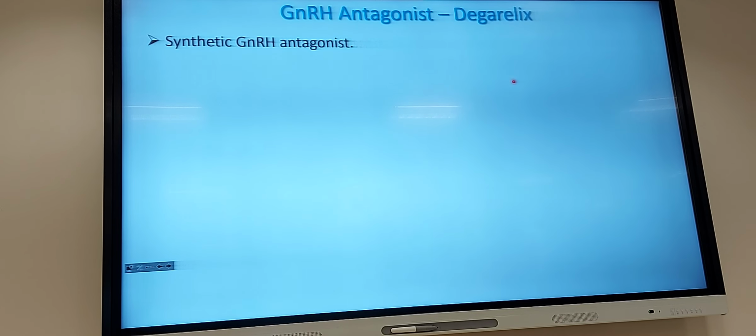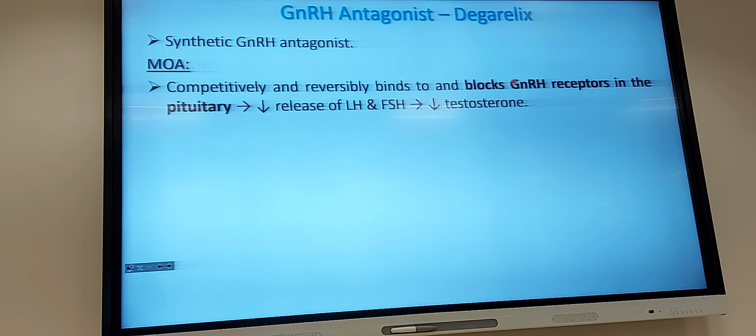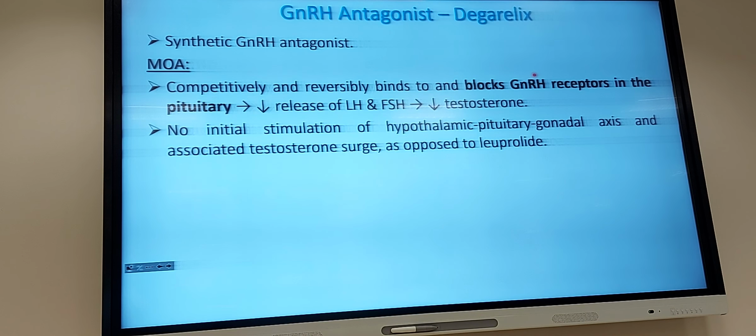GnRH antagonist: degarelix, one drug. It's a synthetic GnRH antagonist. It will block GnRH receptors in the pituitary, so it will reduce the LH and FSH secretion and will reduce testosterone. As the blockage and inhibition is direct, there's no initial stimulation of this axis, so there's no testosterone surge, no flare phenomenon with a GnRH antagonist.